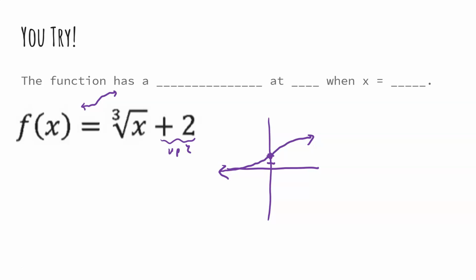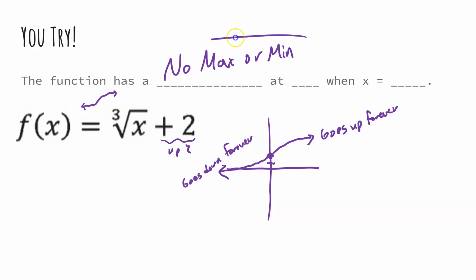Now here's the key about the cube root graph. This goes up forever, and this side goes down forever. If you ever have a graph that goes up on one side forever and down on the other side forever, that means there is no max or min. So in that situation, there's just no max or min. The same would be true if you had like a line.